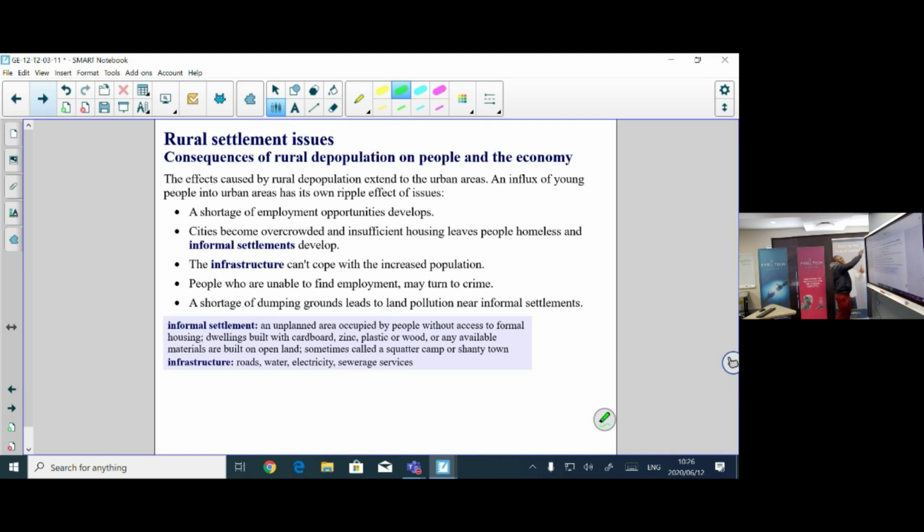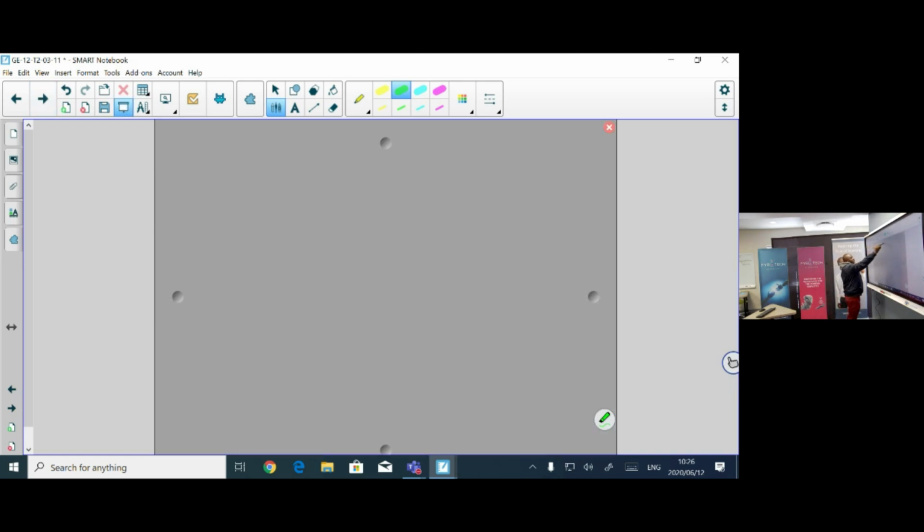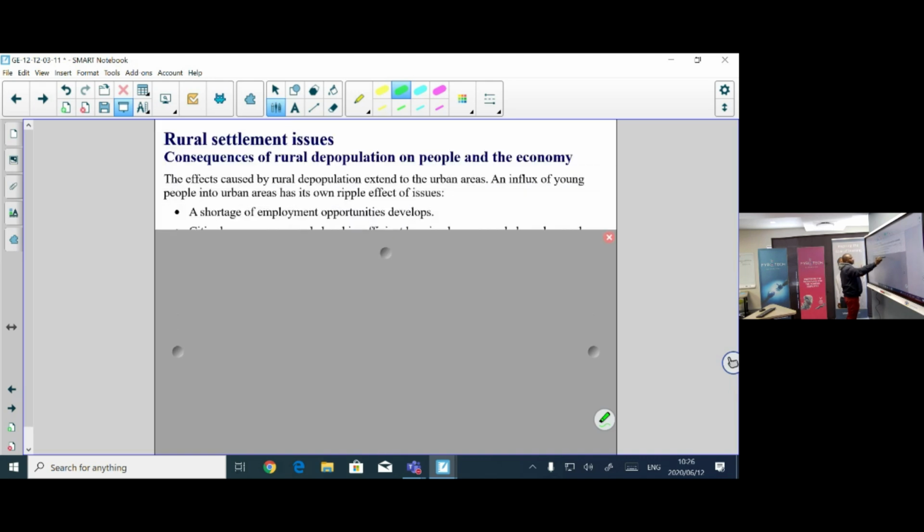So the effects are not only confined to the rural areas where we said there will be poverty. The effects also go to the urban areas where the young people go, because there are going to be more young people and fewer jobs in the urban areas, and that is going to cause another form of problems like crime. We're also going to have unemployment issues. So we have a shortage of employment opportunities that develops in the urban areas.